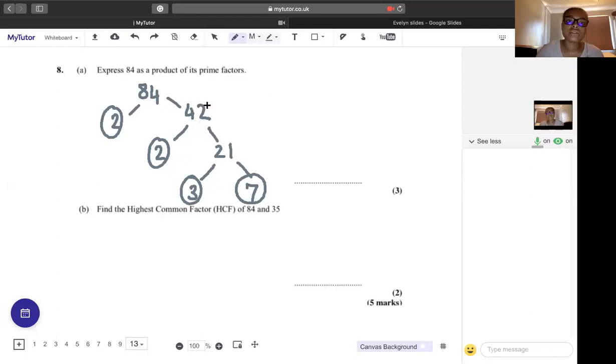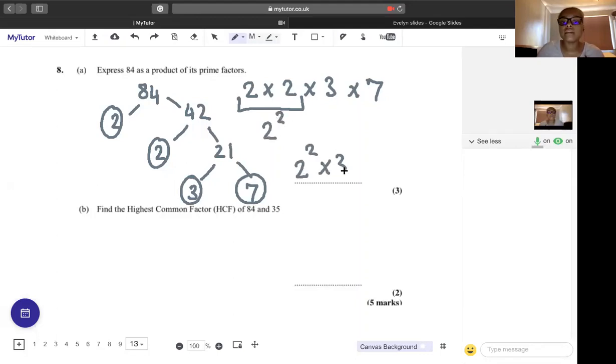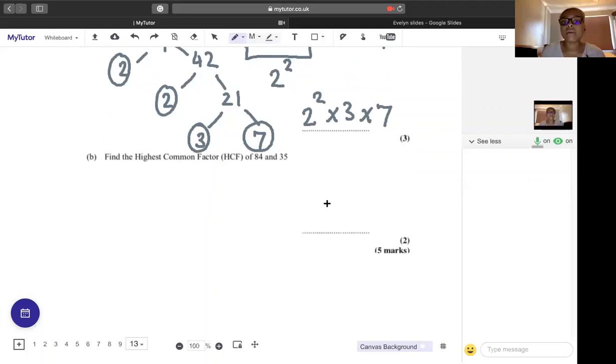So we know that 84 can be written as 2 times 2 times 3 times 7. Now, because we have 2 2's here, we can also write this as 2 squared. So we've got 2 squared times 3 times 7. That would be our answer to question 8, part A. So now we're going to use part A to work out part B.